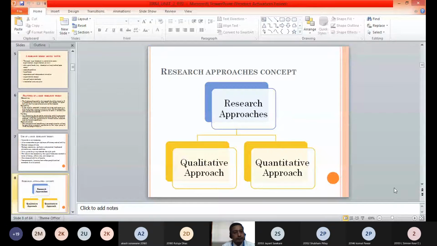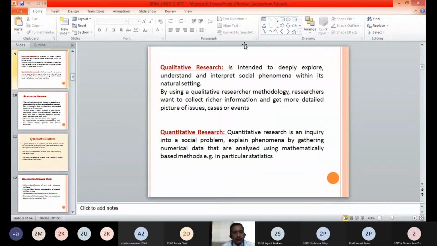We learned that there are two research approaches: one is the qualitative approach and another is the quantitative approach. Qualitative, in short, means related to qualitative data, that is data which is non-numerical, and quantitative means the data will be related to numbers. So numerical data will be involved in the quantitative approach. We discussed the definitions of qualitative research and quantitative research also.